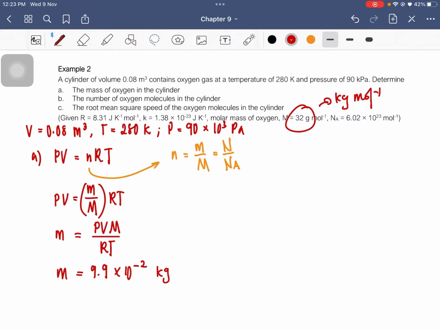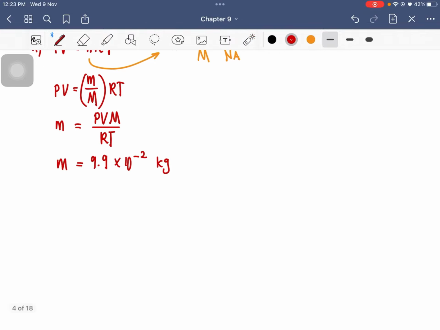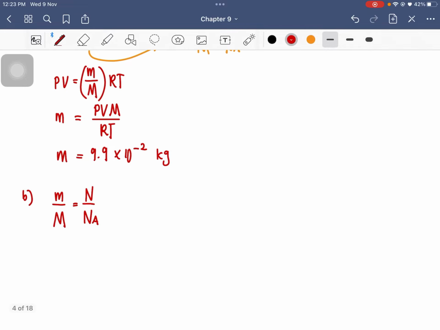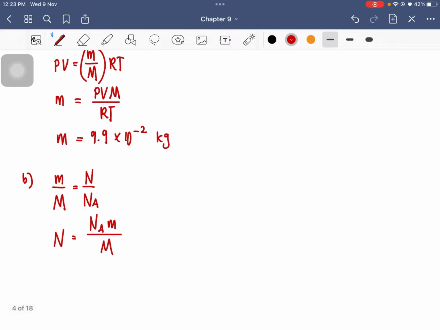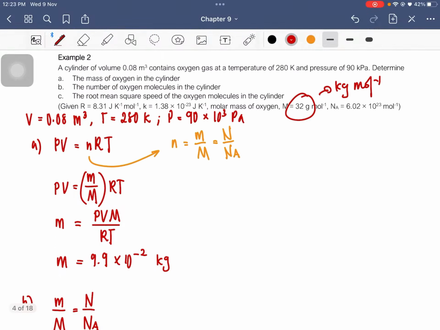Question B pula, we have to calculate the number of oxygen molecules in the cylinder. So number of oxygen molecules, again, we can apply this formula here. Since we already have m and capital M, we can use these two equations here. So that is m over capital M equals N over Avogadro's constant. So we need the number of molecules. So rearrange for number of molecules. This is N_A m over capital M. Okay, so that is 6.02 times 10 to the power of 23.